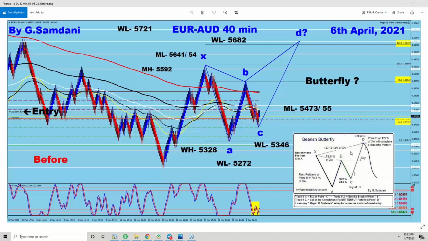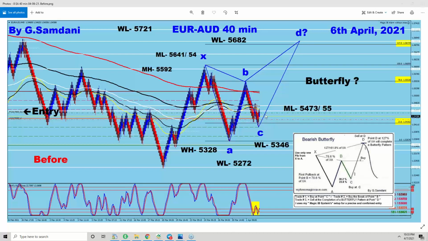Now, this is the diagram. You can see that this is how I have it, and I even wrote it down here. Trade number 1 is buy at point C, right? And then trade number 2 is buy the break of point B. Once it's going to break here, I'm going to buy it again. So these two, going along. And then trade number 3 would be sell at the completion of a butterfly pattern at point D. So once this pattern is finished, that would be a short there.